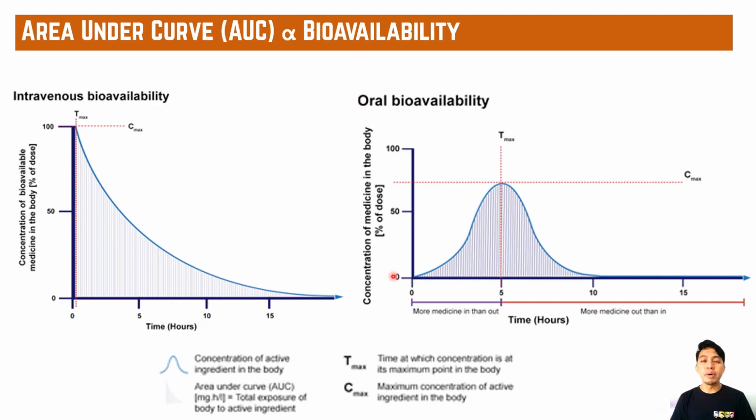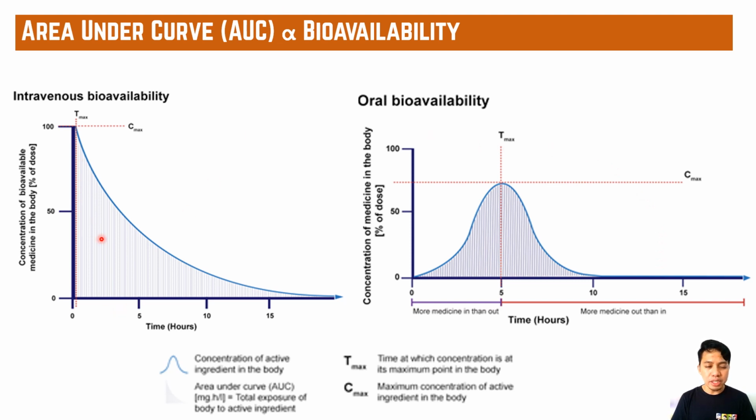So when we talk about the bioavailability, you need to know the area under curve, or AUC. So let's look at this chart here. You need to know the concentration-time graph to know exactly the bioavailability of each drug. The left chart here represents the bioavailability of drugs administered intravenously. Meanwhile, the right graph represents the bioavailability of the oral route.